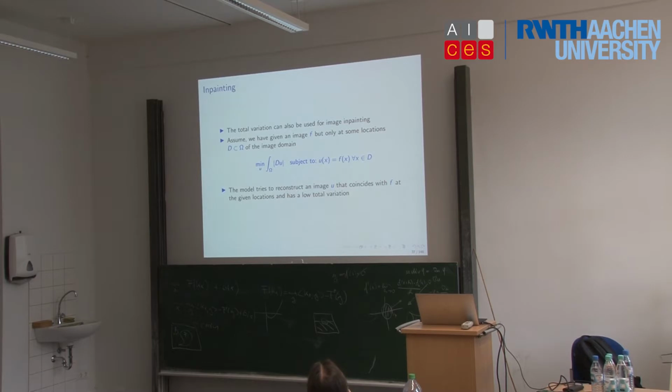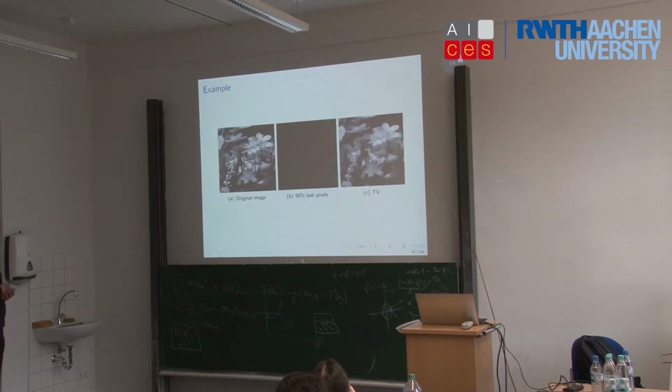And since the total variation is a reasonable model for images, we can say, okay, let's try how well the total variation works for image inpainting. Mathematically, it means we want to minimize the total variation in our image, subject to some boundary conditions that in some regions where the image is not lost, U should be equal to the given image F.